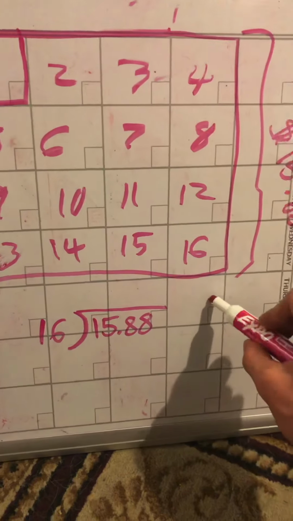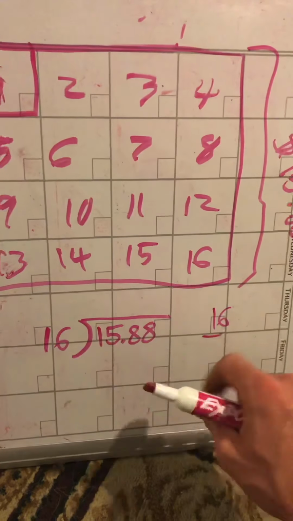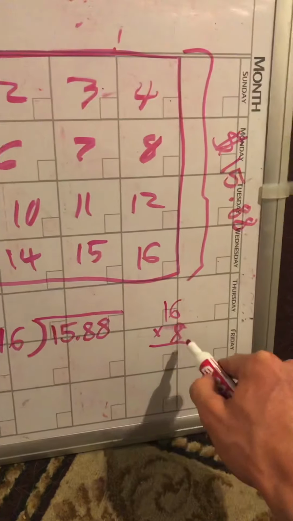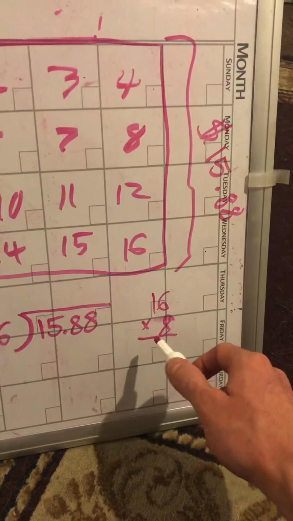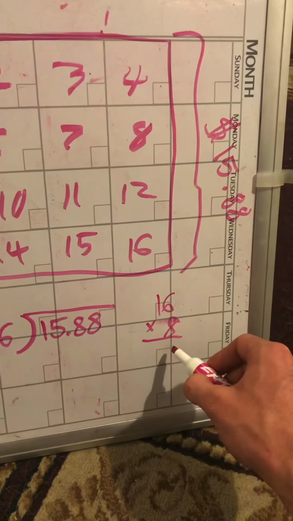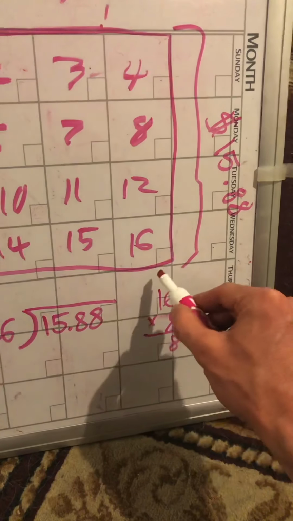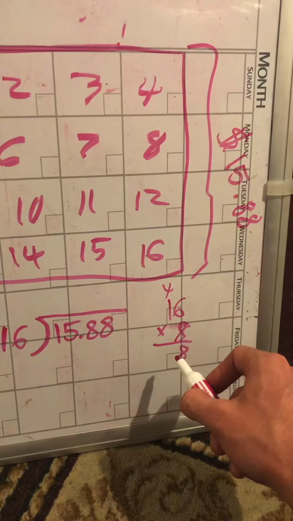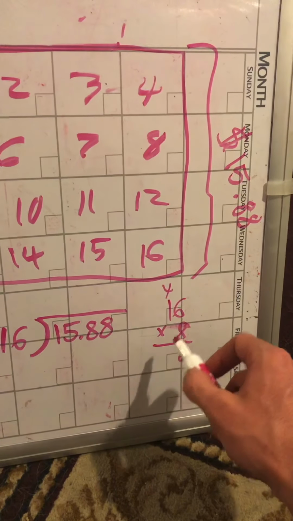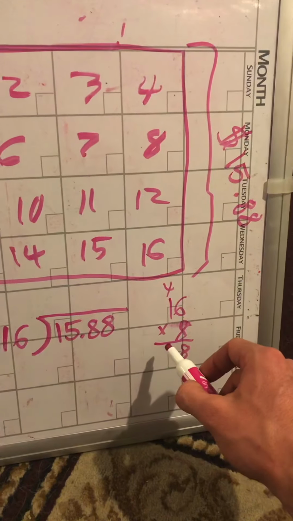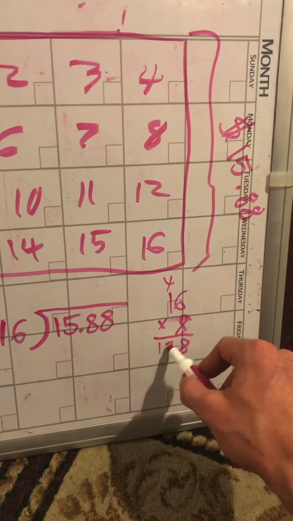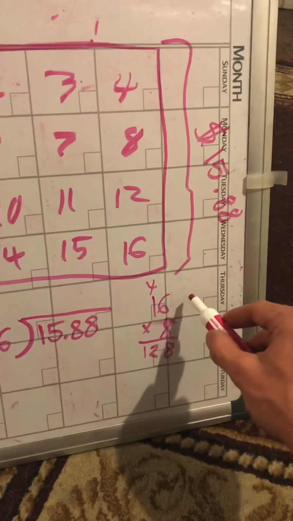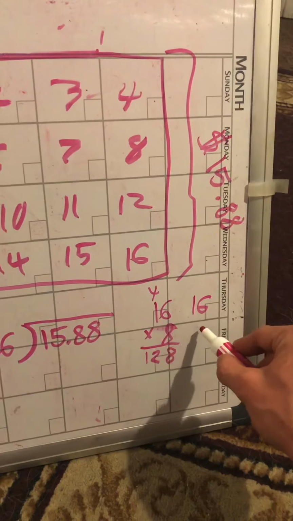Is it 8? Let's see, 16 times 8. 8 times 6 is 48. 8 times 1 is 8, plus 4 is 12. So 128. That still fits in there, so it could be 8, but let's go one higher and see if we can fit it in.